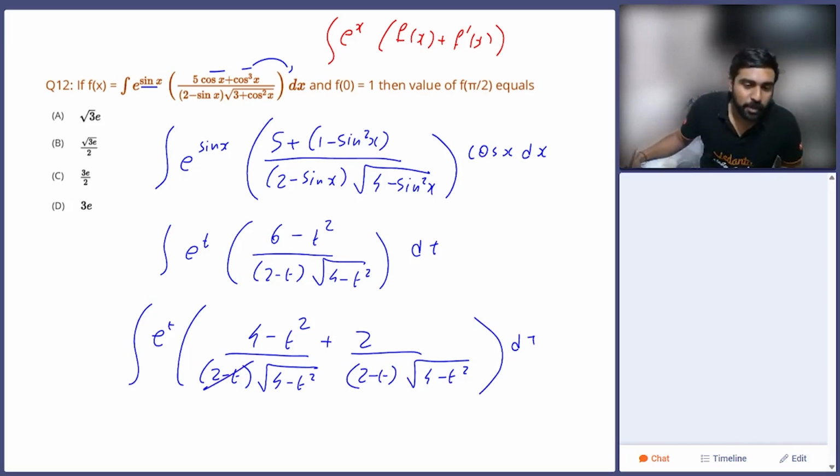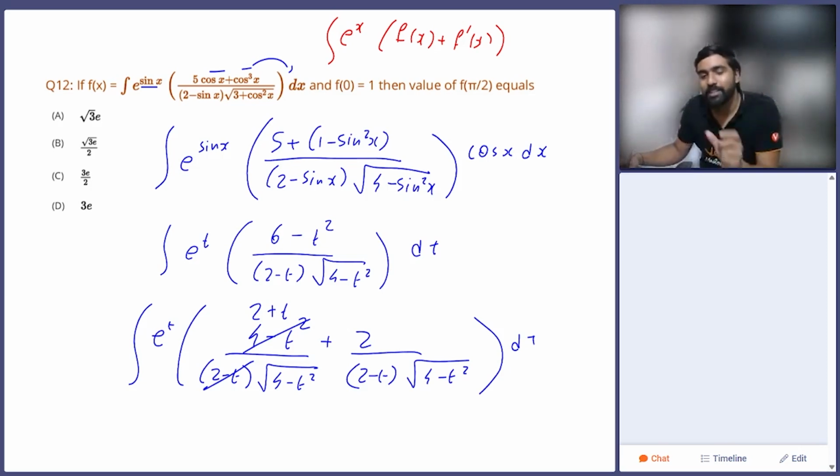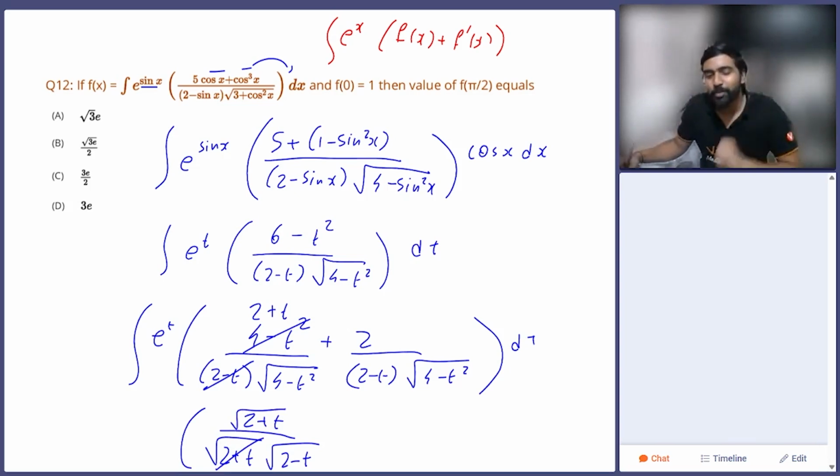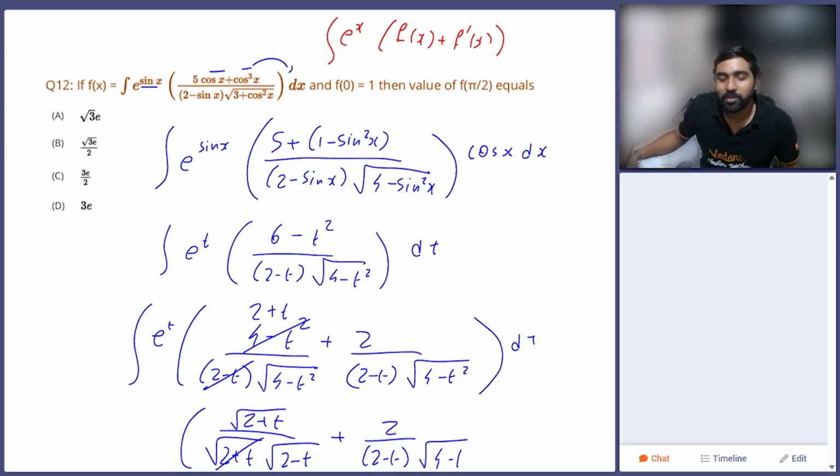Simplifying this out a little bit, 2 minus t, and over here I can cancel this 4 minus t square, leaving me with simply a 2 plus t over here. And now similarly this root of 4 minus t square can be factorized as root of 2 minus t into root of 2 plus t. So I'll get 2 plus t divided by root of 2 plus t into root of 2 minus t, which also I can cancel out, giving me root of 2 plus t upon root of 2 minus t plus 2 times 2 minus t root 4 minus t square dt e power t.